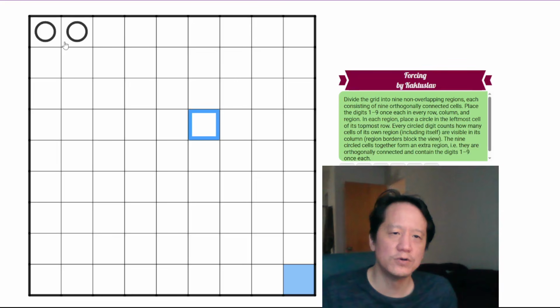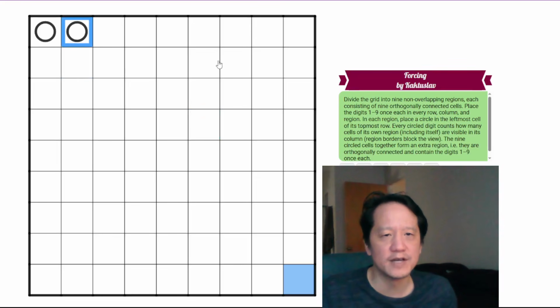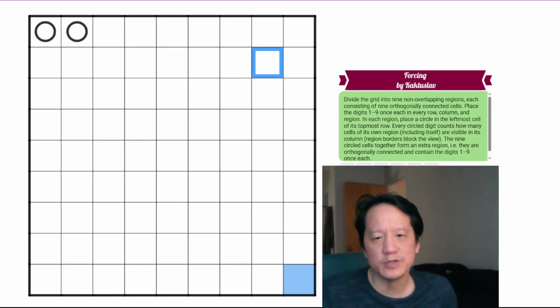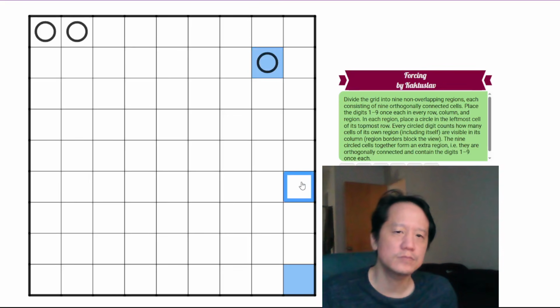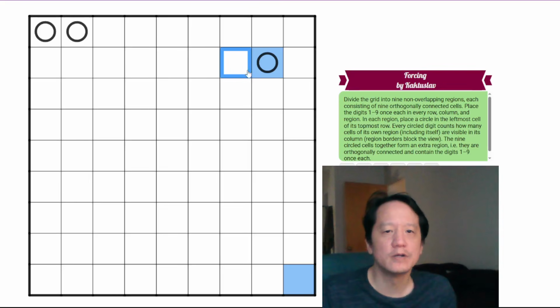So you can only have 1 be on top of another, and that's the 1, right? Because you would be blocked by another region. So this has to be a circle, and it's blue. So the question is, where is that 1, right?